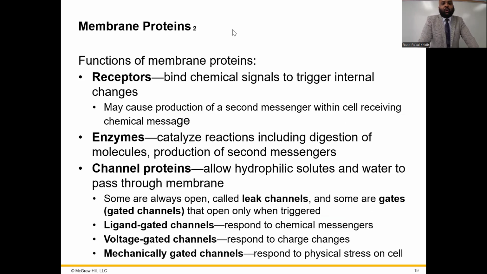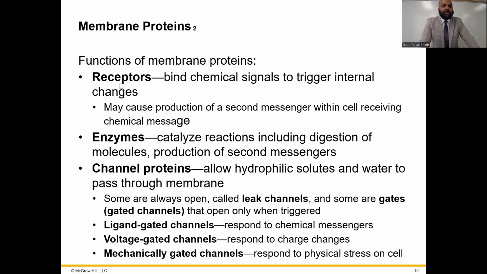So, functions of membrane proteins. We have receptors, and receptors bind chemical signals to trigger internal changes. They bind chemical signals to trigger internal changes, and they may cause production of a second messenger within the cell receiving the message.